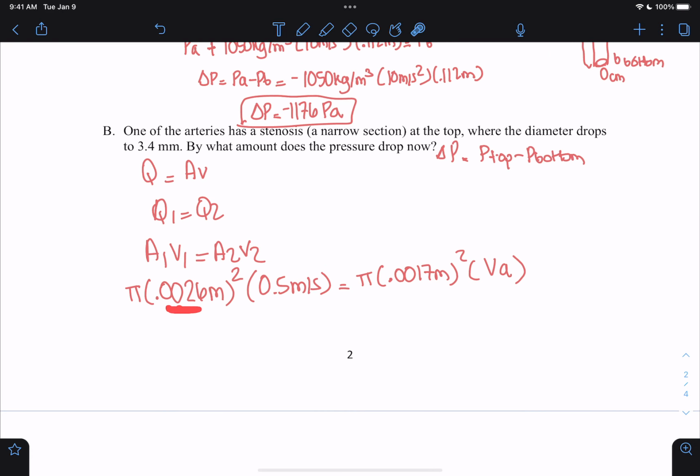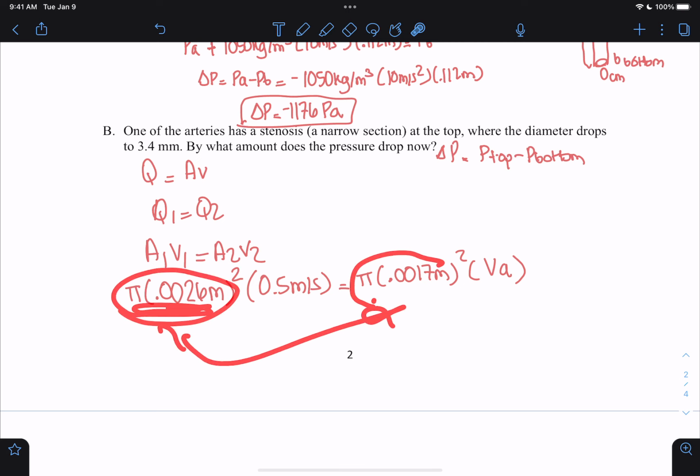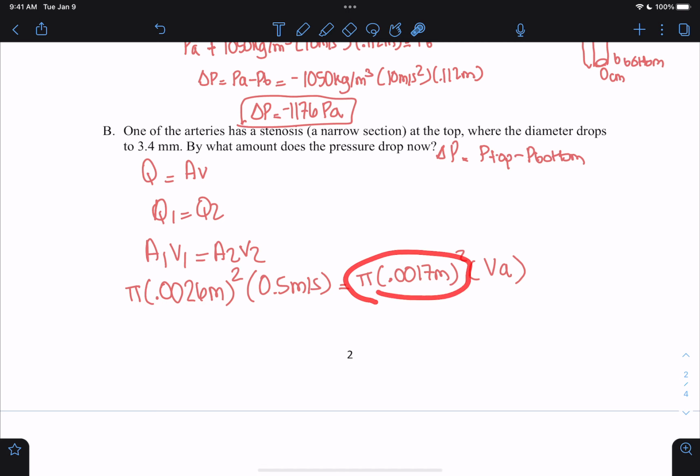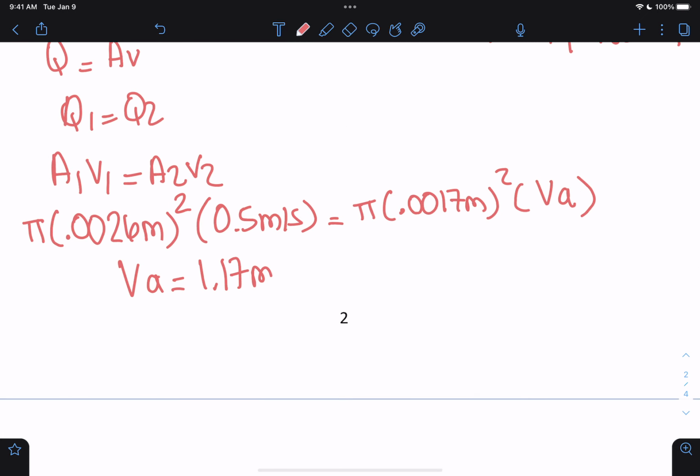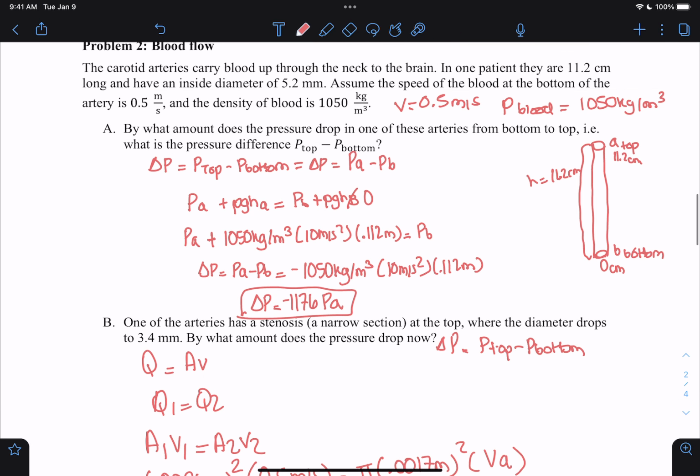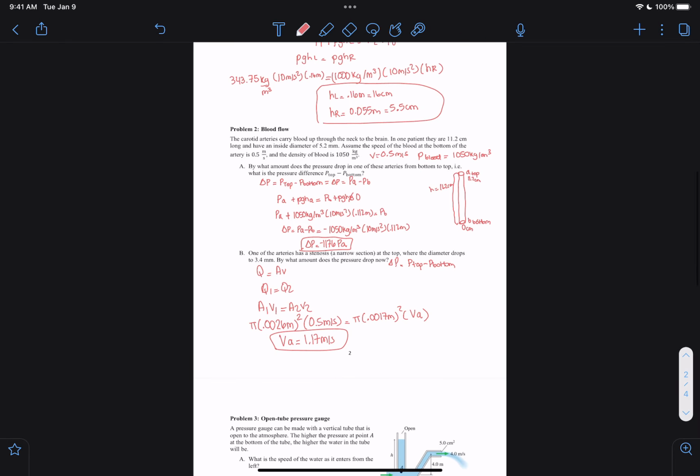Because we decreased this area term from this to this, because we decreased the radius. So then we have to figure out what this new velocity is going to be. Well, we already said if we decreased area, we have to increase velocity to maintain the same flow for that continuity equation. So you end up with a velocity of 1.17 meters per second at point A, at the top, this narrow portion. So that gives us our velocity.